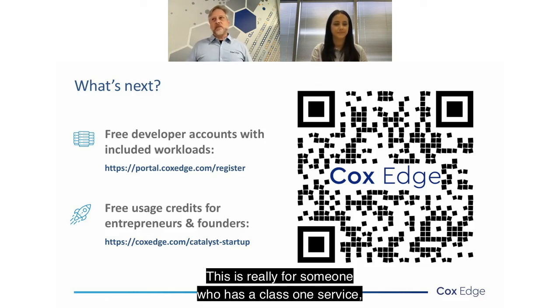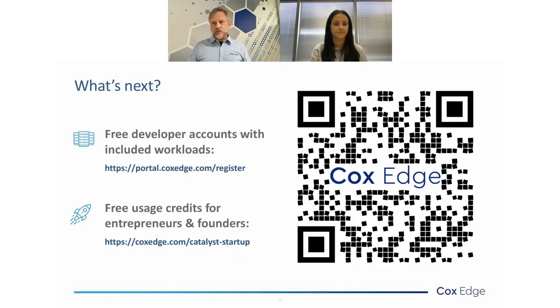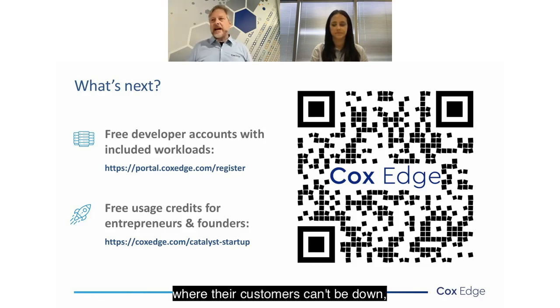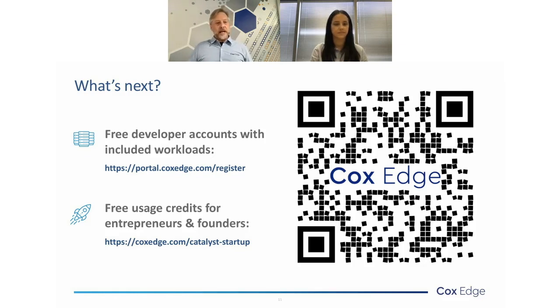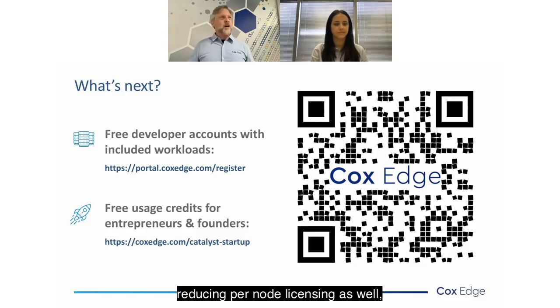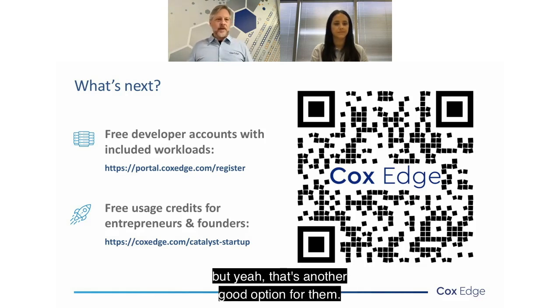This is really for someone who has a class 1 service, really wants uptime, an important service where their customers can't be down. This is a good use case for that. I guess I already talked about reducing per node licensing as well, but yeah, that's another good option for them.